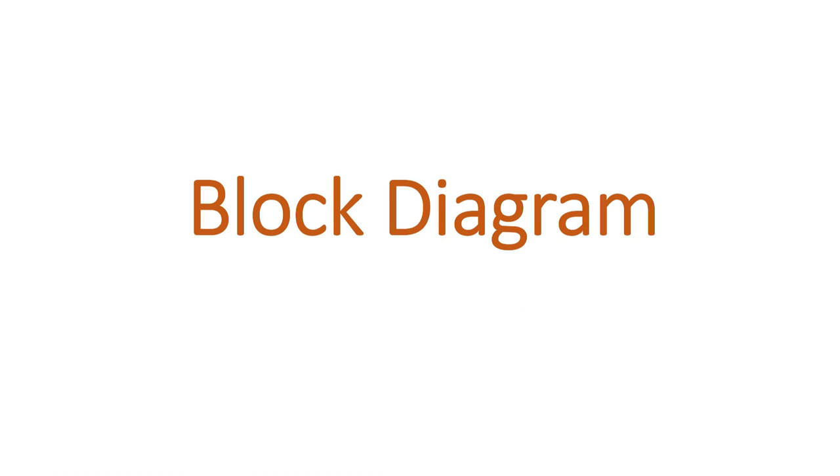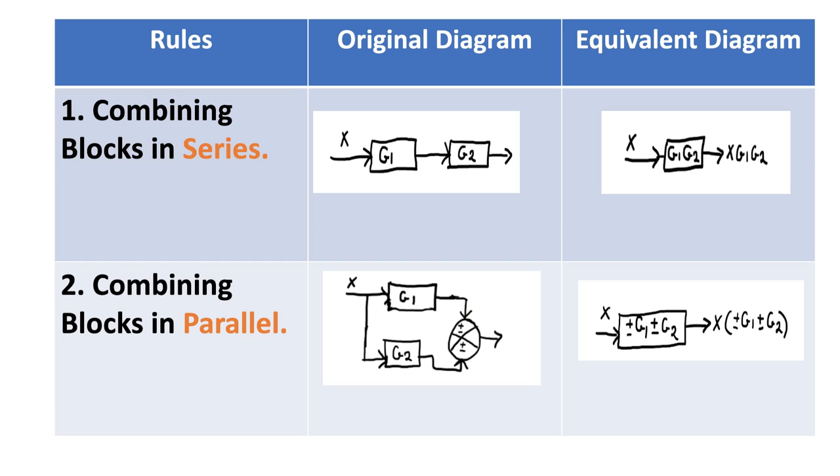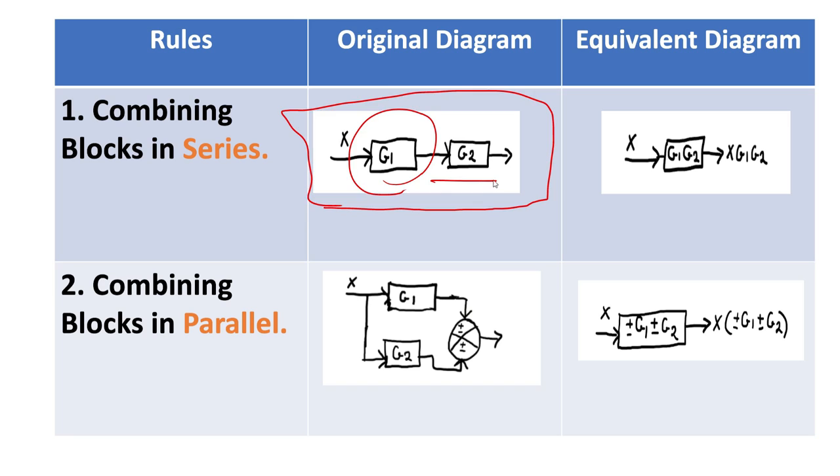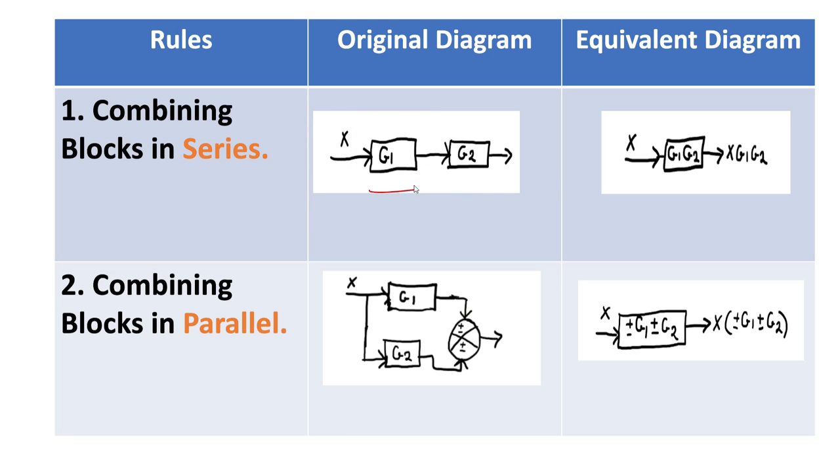So our first topic is block diagram. To understand this block diagram reduction method, first we are going to see some basic rules of block diagram. So here we are. As you can see, this is your original block diagram. Block diagram means block representation of the network. So when networks are represented in blocks like this, then this is your block diagram.